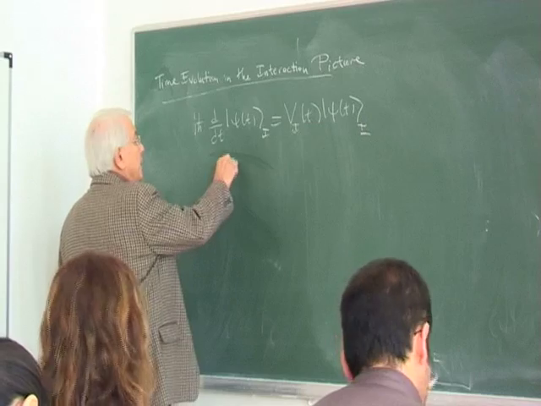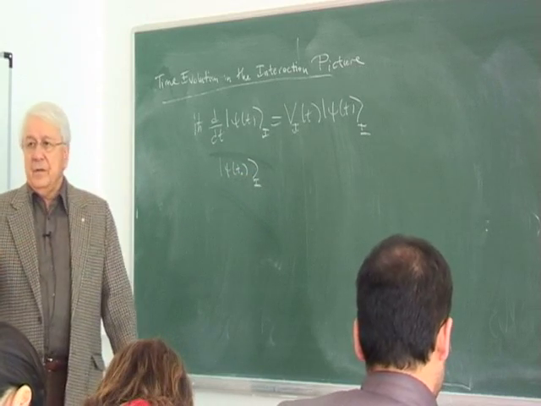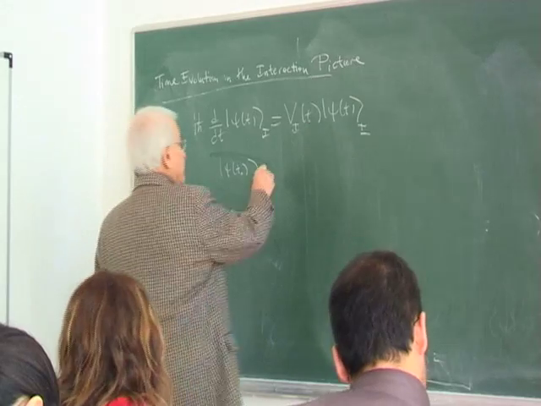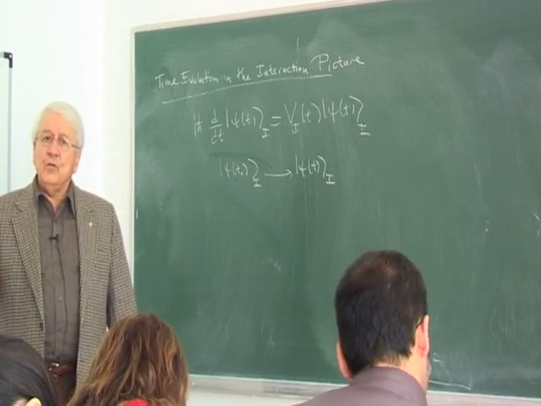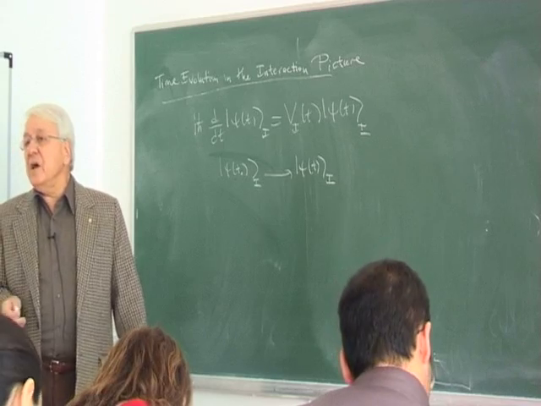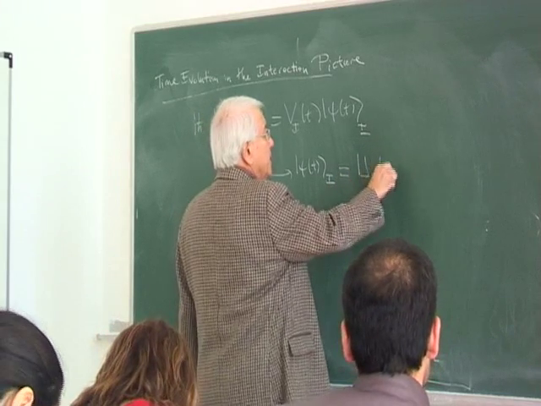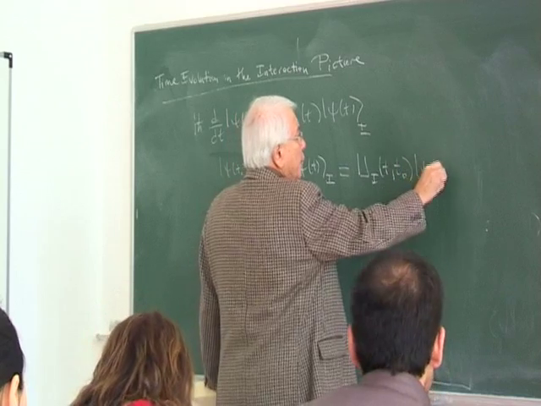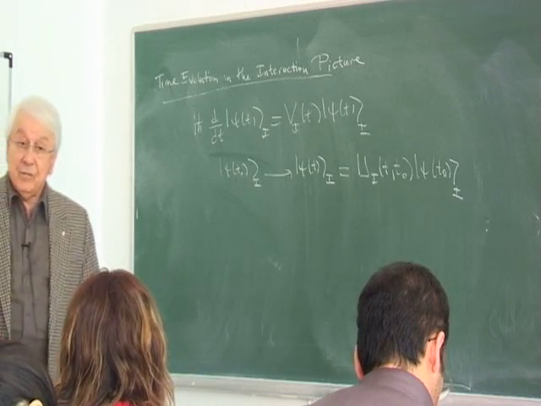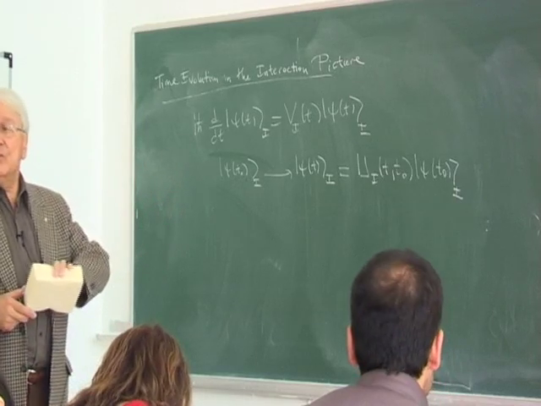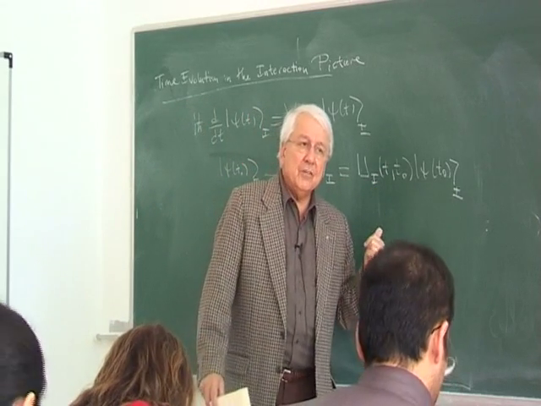Therefore, if we specify the psi of t at a given point t zero, and if this is given, then you can predict the states at a future time following this time, later than this time, in terms of the original, and this will be denoted as U_I(t, t zero) |psi(t zero)>_I. The only formal difference between this one and the previous one we have written down in the Schrödinger picture is the label I, indicating that it's in the interaction picture.